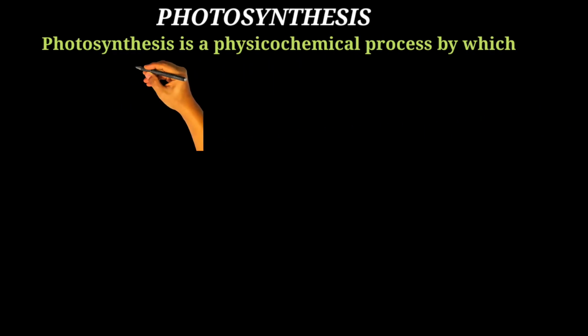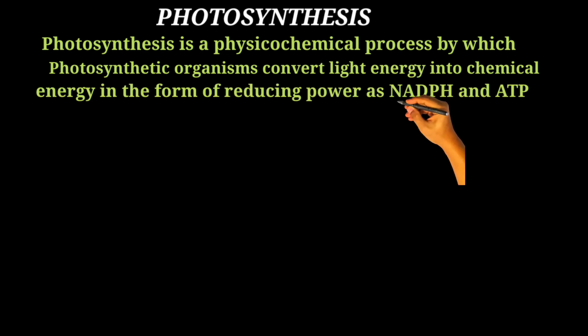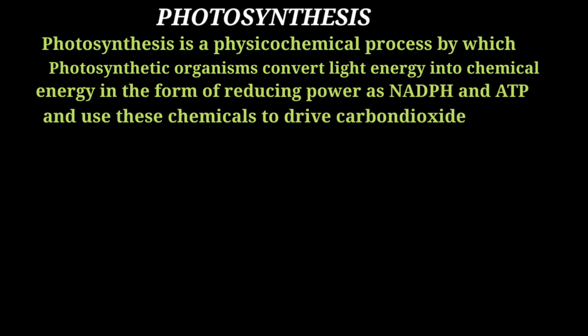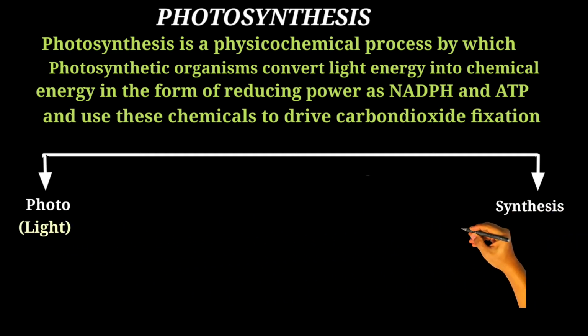Photosynthesis. Photosynthesis is a physiochemical process by which photosynthetic organisms convert light energy into chemical energy in the form of reducing power as NADPH and ATP, and use these chemicals to drive carbon dioxide fixation. The word photosynthesis consists of two parts. Photo means light and synthesis means combining together.